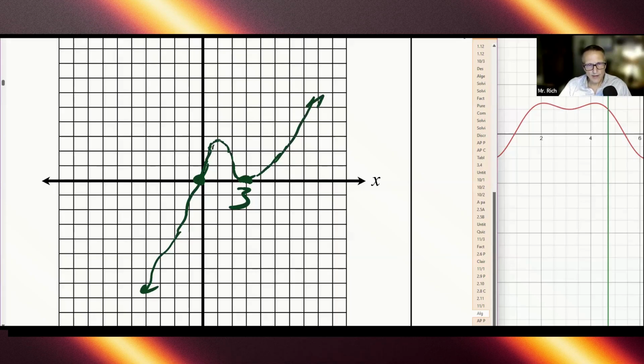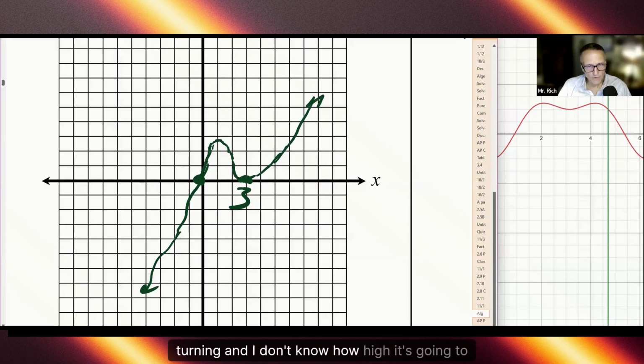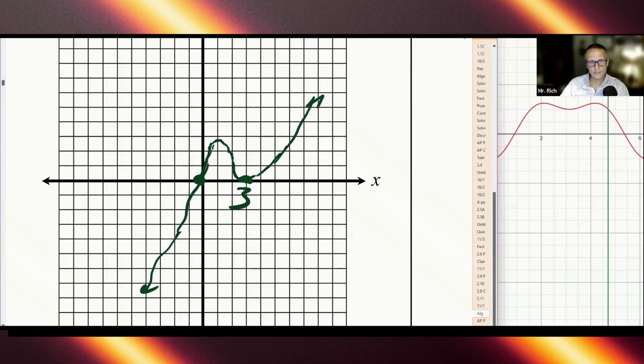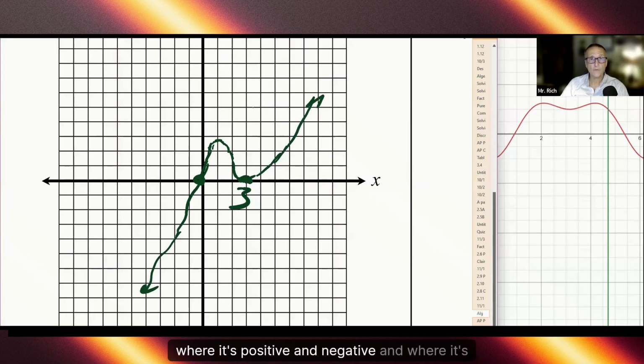Okay. Now, I really don't know where exactly it's going to be turning, and I don't know how high it's going to go, but that probably isn't of much interest to me. This is of a lot of interest as to where this function is going to be above and below the x-axis, where it's positive and negative and where it's increasing and decreasing. So that just gives me the general shape.